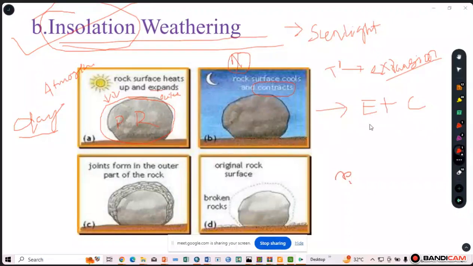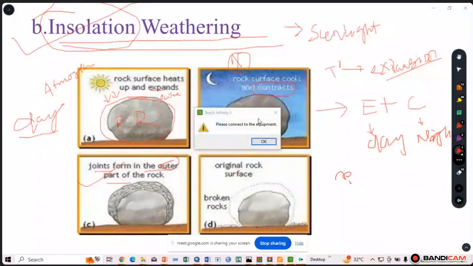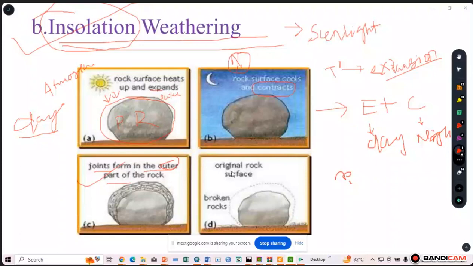Okay, expansion. When does expansion occur? Expansion occurs during the daytime and compression occurs during the night time. What happens? Joints are developed on the outer surface of the parent rock. This type of joints, or some foliations, are developed on the outer surface of the rock, so that the original surface of the rocks is broken up and removed.